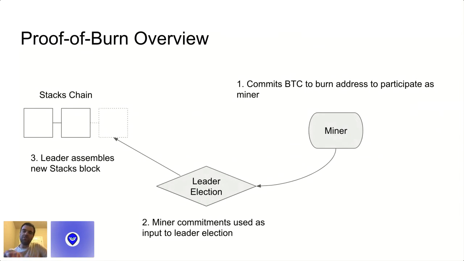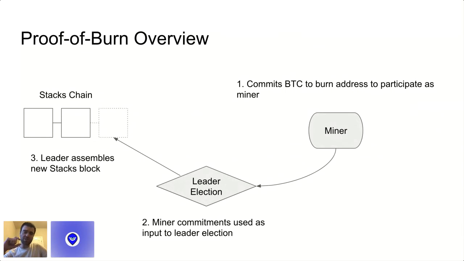Once all of the miners for a given block have performed their Bitcoin commitments, the Stacks node network goes through a process of leader election where every node in the network is running the same algorithm, which takes as input all of these miner commitments and produces an output which tells them which of these miner commitments is the winner for that particular block.